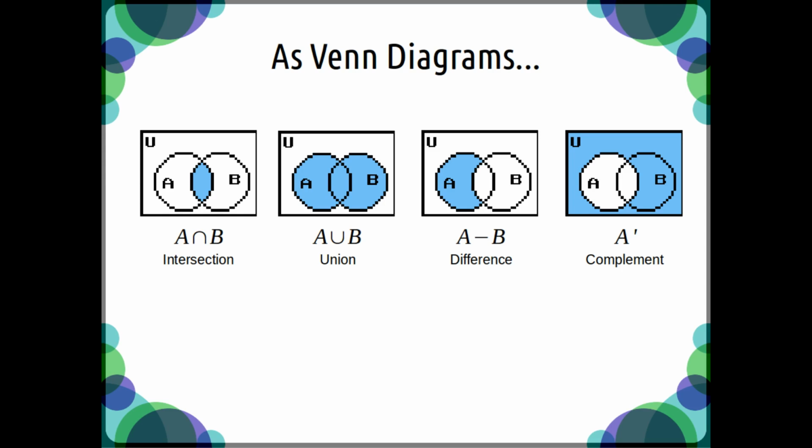A union B are all of the elements that they have together. A minus B is A without any of the elements of B. And A complement is everything in the universe with the exception of whatever is in A.